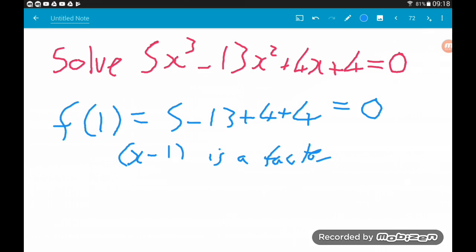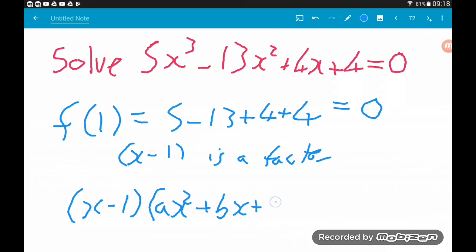Good times. Now, given that we've got 5x cubed, this one's probably going to be quite awkward. So I'm going to go down the linear and quadratic factor route. So we can now write this as x minus 1 times ax squared plus bx plus c. Well, we need to find the values of a, b and c.